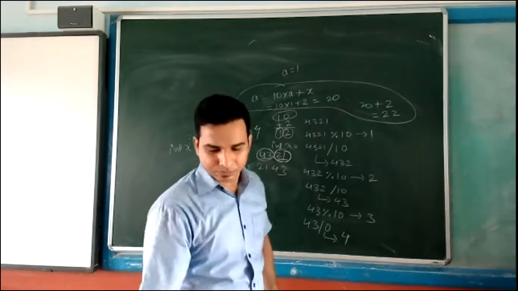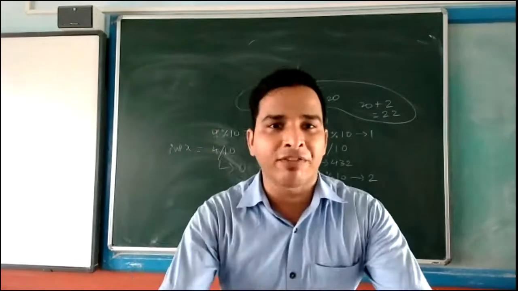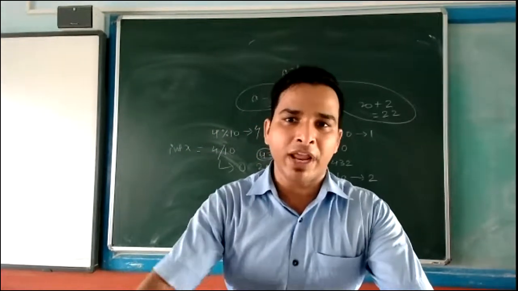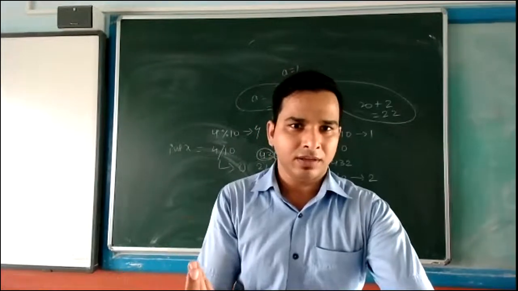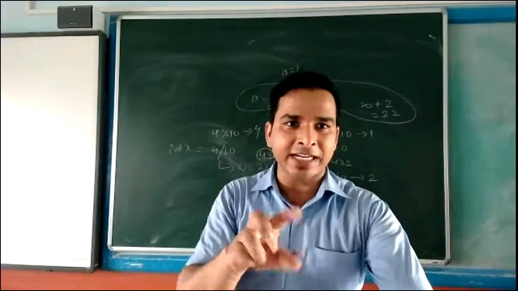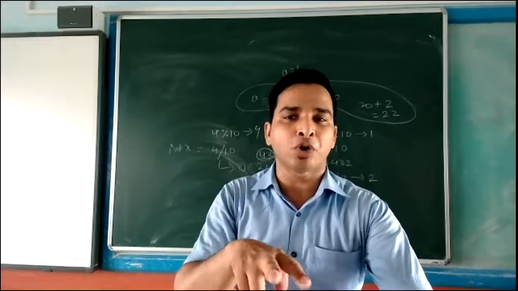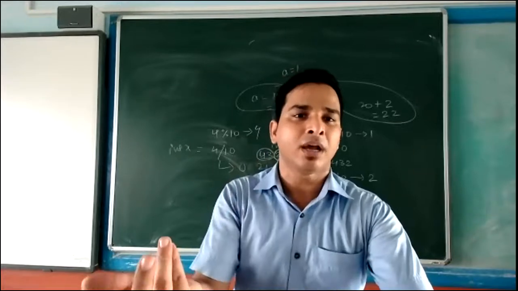That is, we have to divide by 100 and we have to calculate the modulus by 100. That's simple. If we want to separate the last digit, divide it by 10. If we want to separate the last 2 digits, divide it by 100.